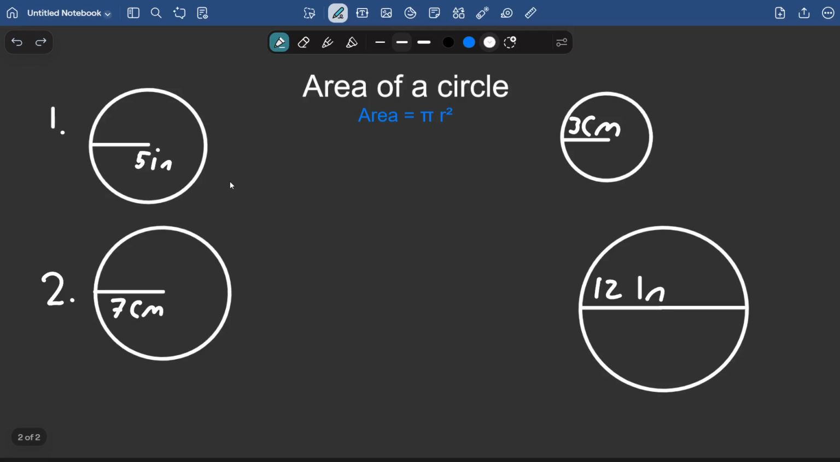In this video I'm going to teach you how to get the area of a circle using this formula right here. Area equals pi times the radius of the circle squared. So let's start with the first circle. We know that the radius is 5 inches long.